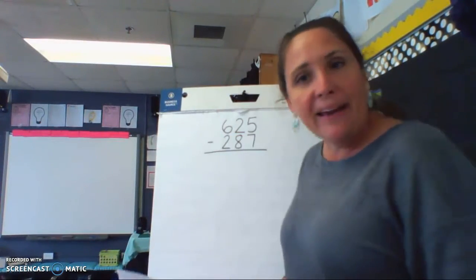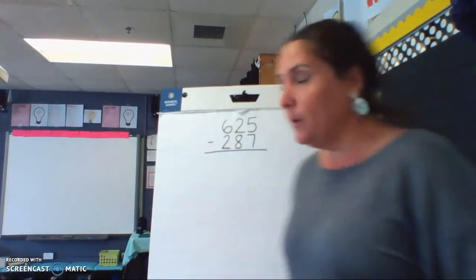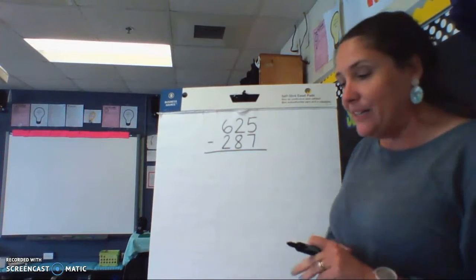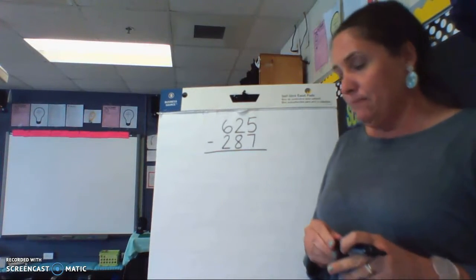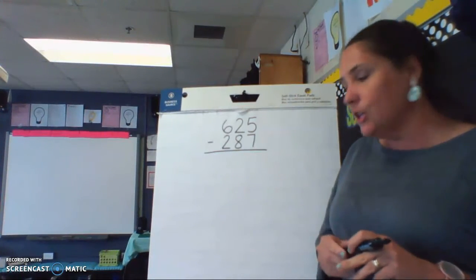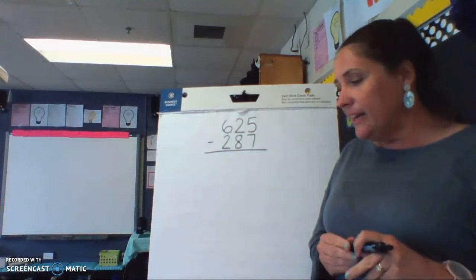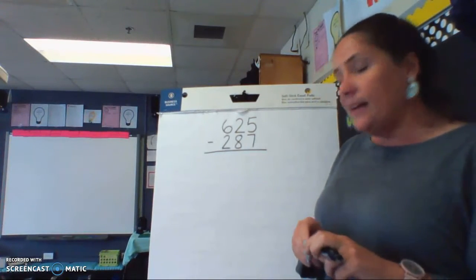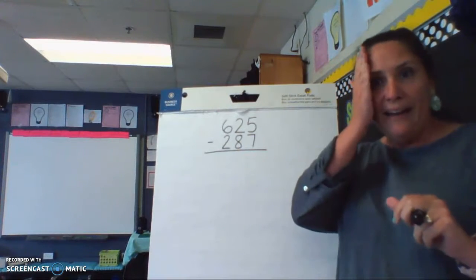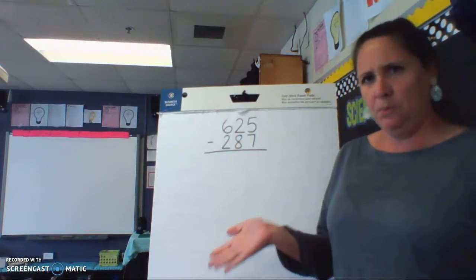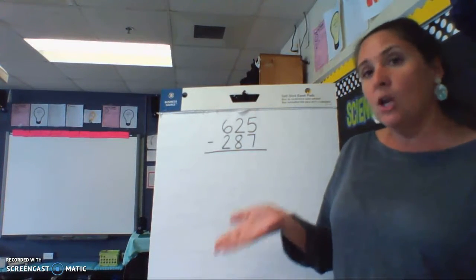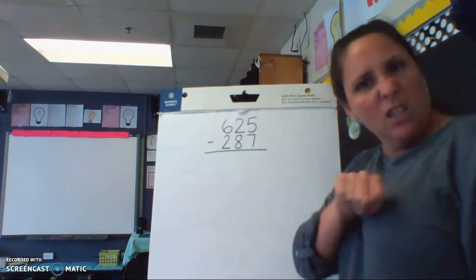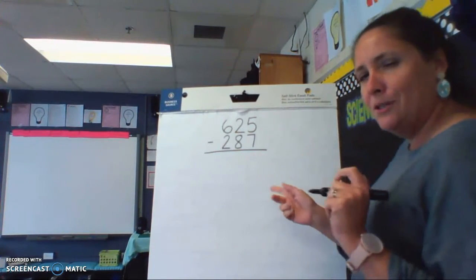So let's take a peek at the problem that I've already put up on the board for us. We have 625 minus 287. So here's a problem that we're going to solve in just a moment. And I'm going to give you some starter problems that you could use to maybe get your mind in the right direction of how do I work out this problem. So let's take a peek at those. And you did some of these when you did addition, so you can do those with subtraction as well. So let's look at some starter problems to this problem.